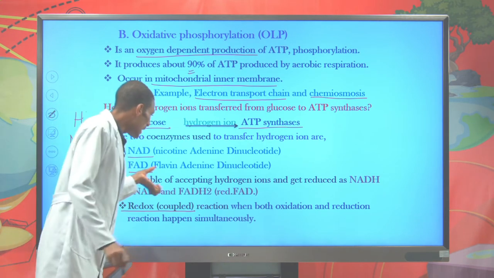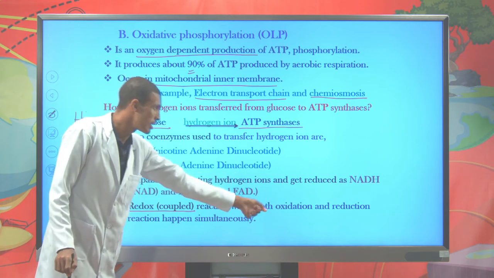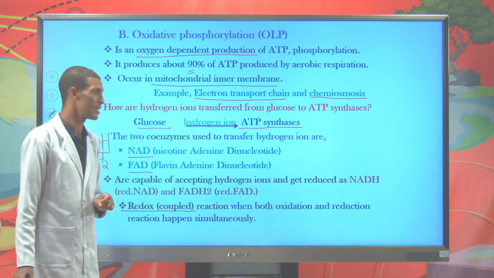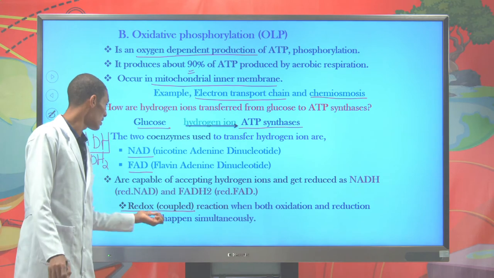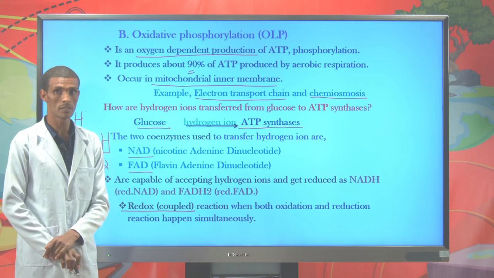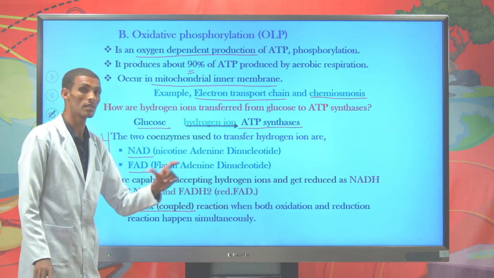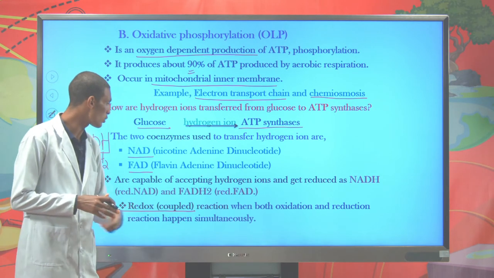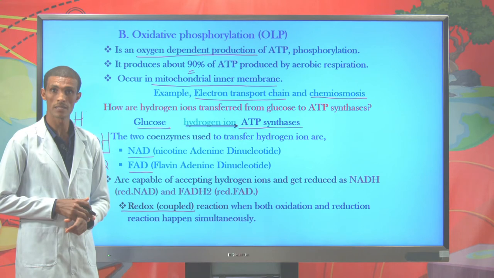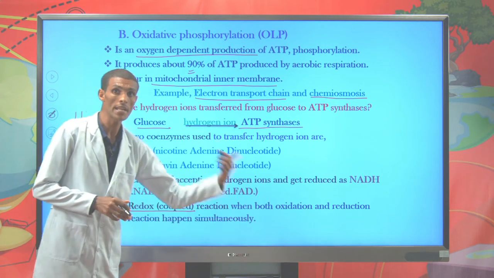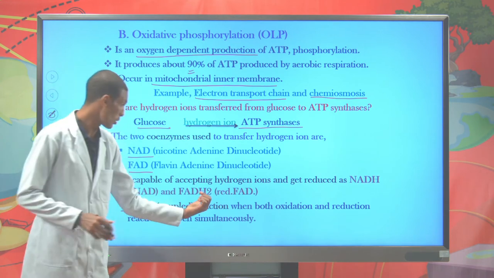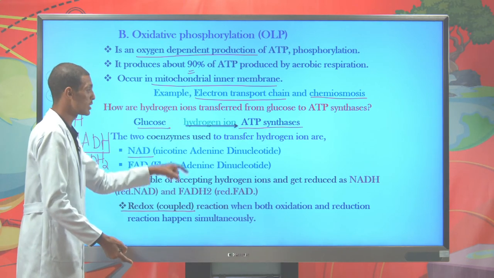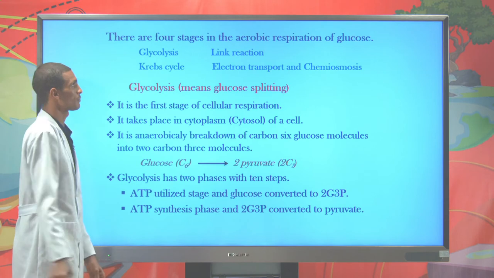So they are capable of accepting hydrogen ions, and they get reduced in this manner, and again in this manner. We can write reduced FAD or FADH2. And again, the left one becomes oxidized, so the system is said to be redox or coupled. We can't see oxidation and reduction in isolation from each other. They are reactions that are found together. That is why we call it coupled, simultaneous, because they take place simultaneously. When one becomes oxidized, the other becomes reduced. We call it a redox reaction. So how can hydrogen be transferred? By these two coenzymes, in a reduction and oxidation manner.